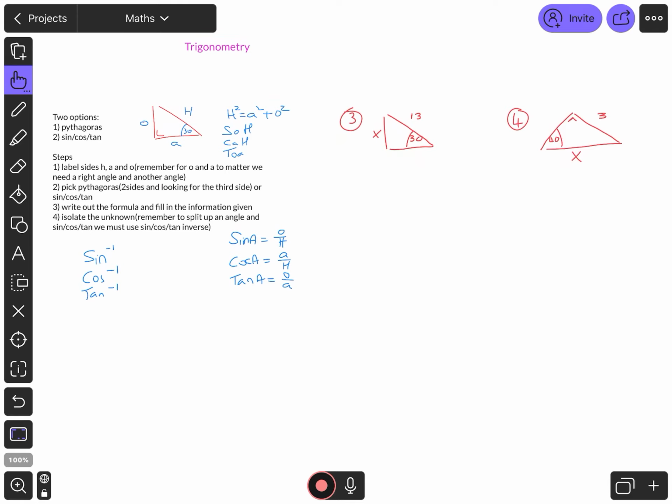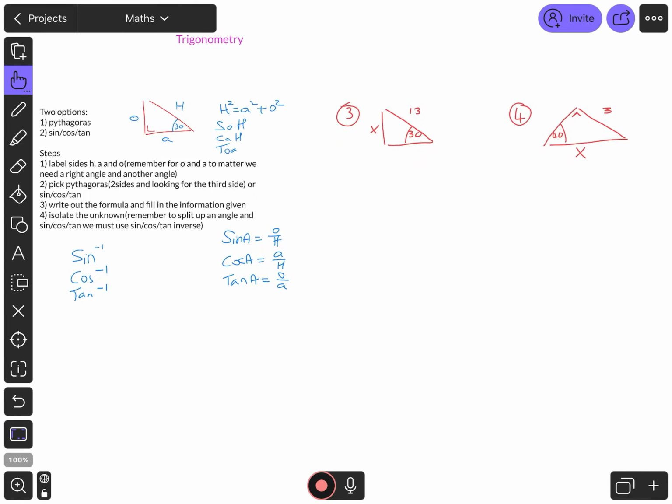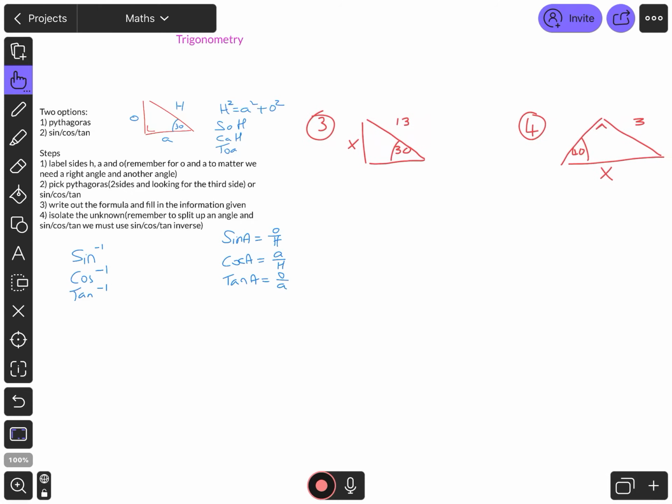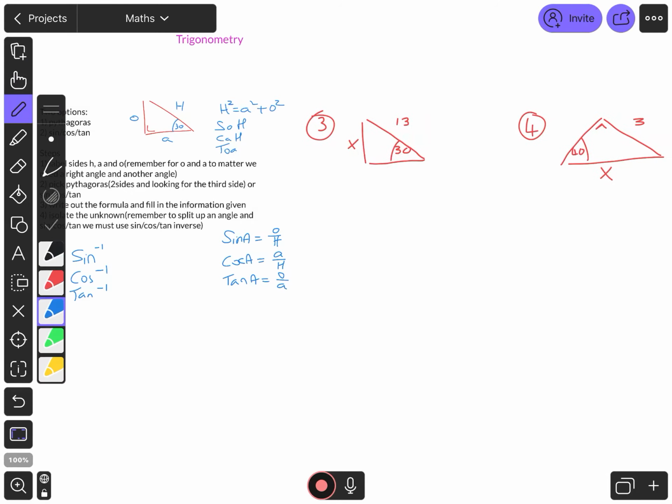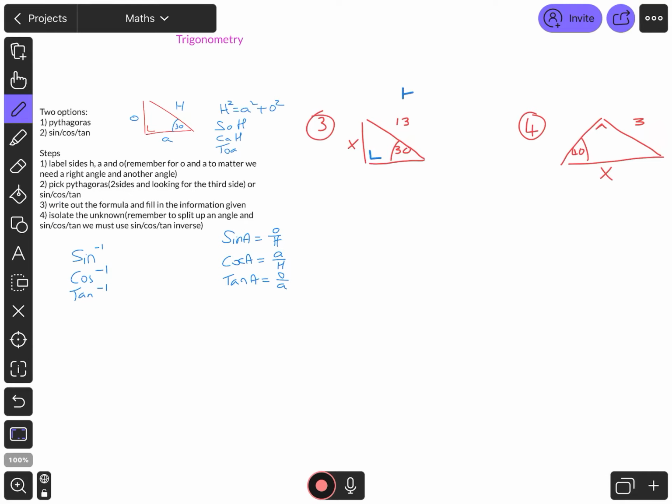So for these ones then, same rules apply. My step 1 is to label the sides. And I'm labeling them H, O, and A. So I know now that that's my right angle there, so this is going to be my H. There's the other angle. So now I know that I'm not using Pythagoras because I have my O that's opposite. The other one then must be A.